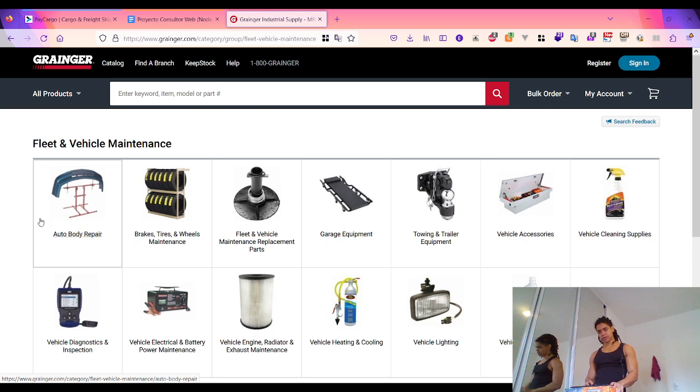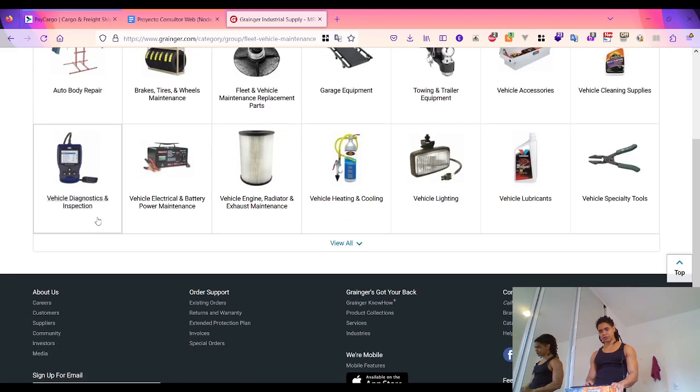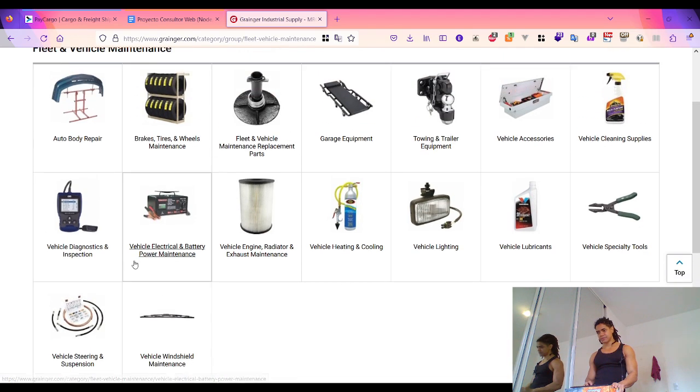Auto body repair, brake tires, fleet and vehicle maintenance, garage equipment, towing and trailer equipment, vehicle accessory cleaning, vehicle cleaning supplies, vehicle diagnostic and inspection, vehicle electric and battery power maintenance, vehicle engine, radiator and exhaust maintenance, vehicle heating and cooling, vehicle lighting, vehicle lubricants, vehicle specialty tools. Interesting.